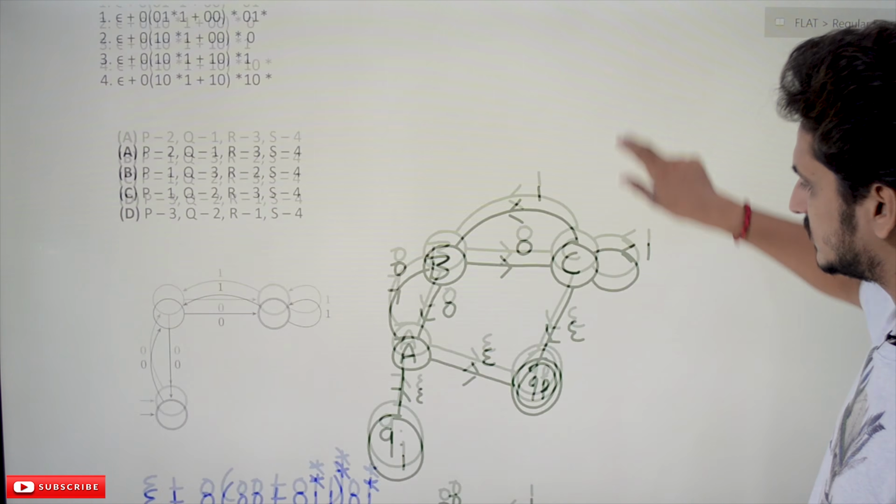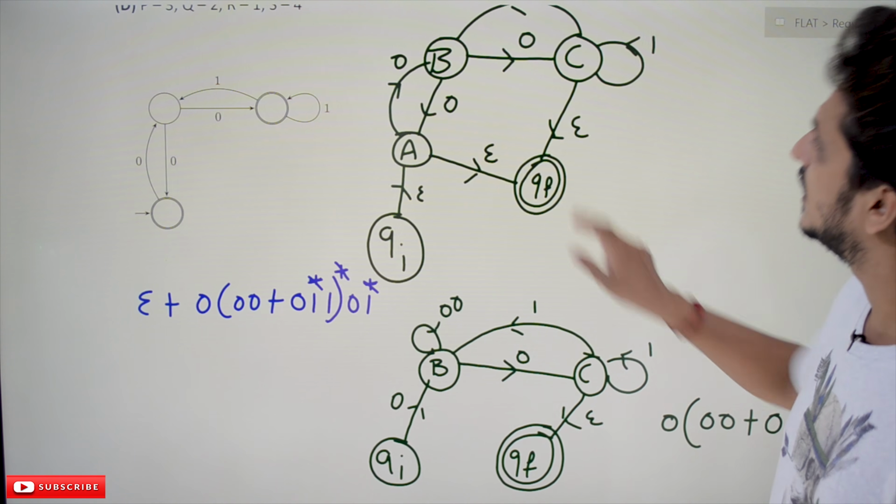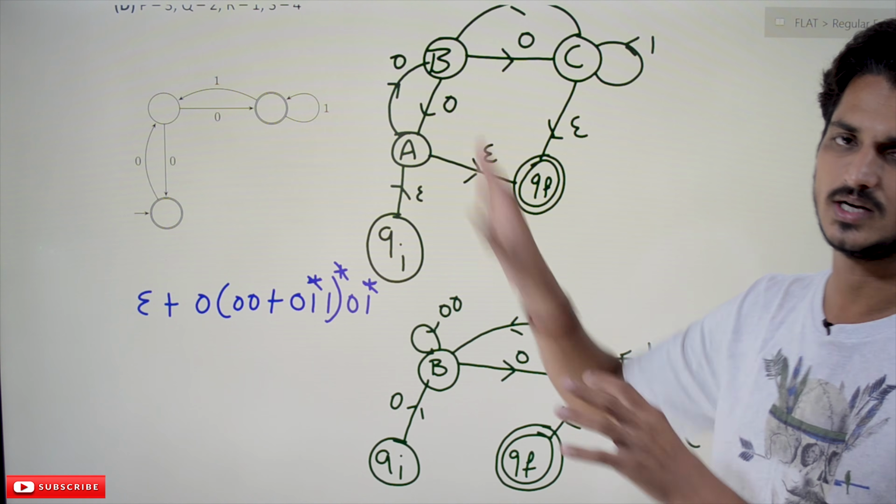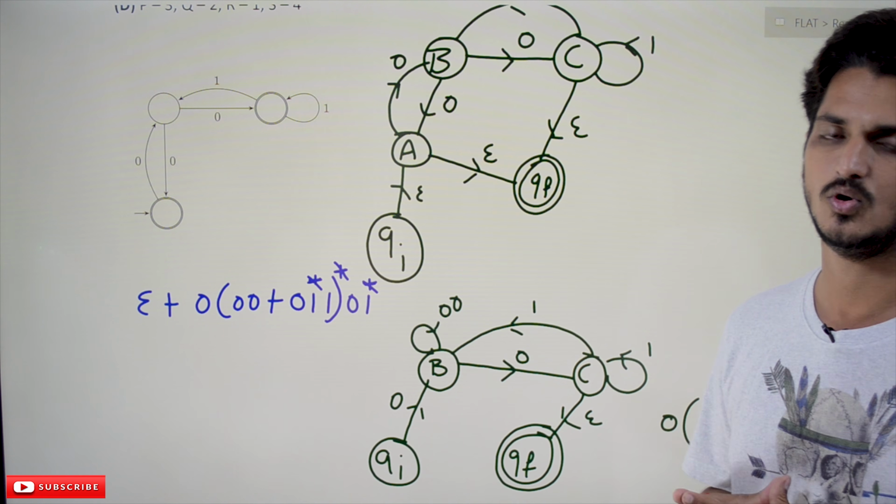If you understand why we have written this expression using the state elimination method, it's very easy to understand the remaining Q, R and S also. Hope you understand this concept.